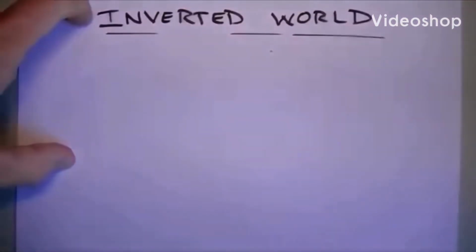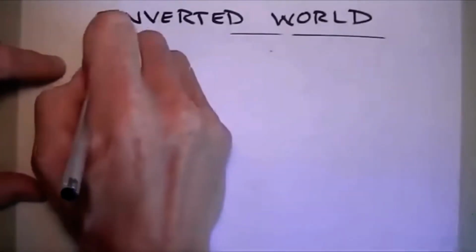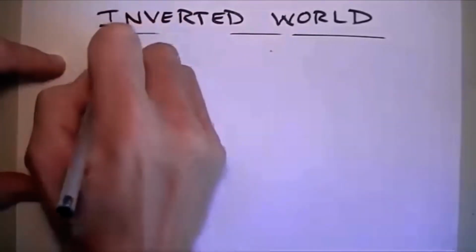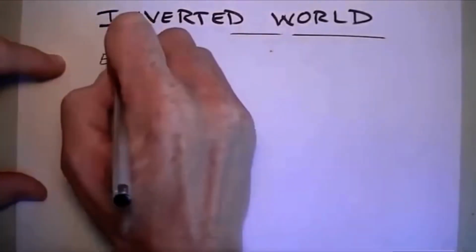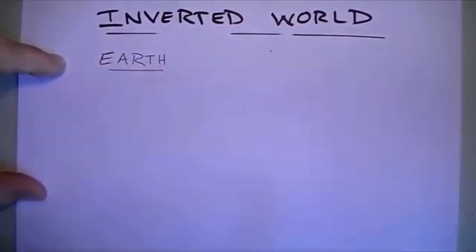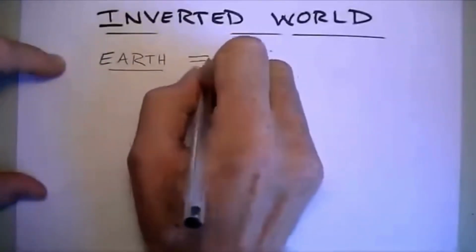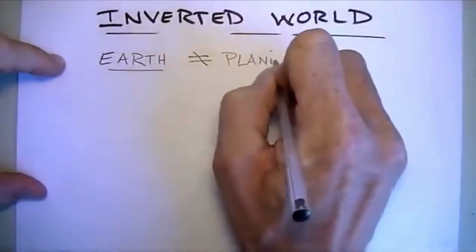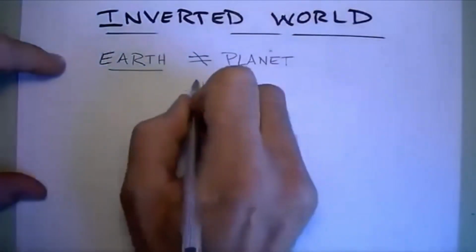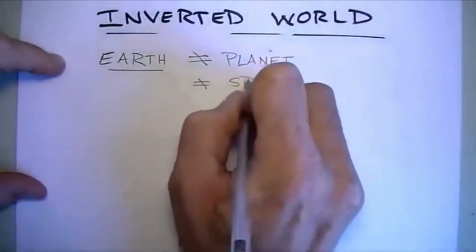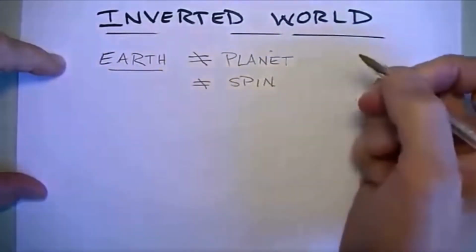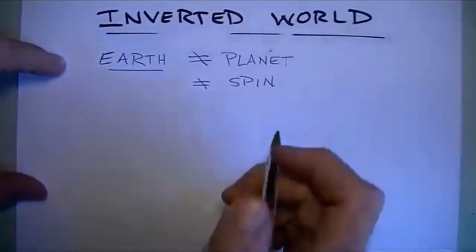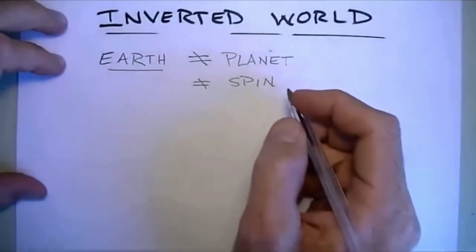Inverted world. Okay? That means Earth as you know it, as you've learned to understand Earth, even from a little toddler in grammar school, you have been taught wrong. Earth is not a planet. Okay? Earth does not spin. There is no spin to the Earth, regardless of what you've been told. A lie. It's not true. There is no spin to Earth.